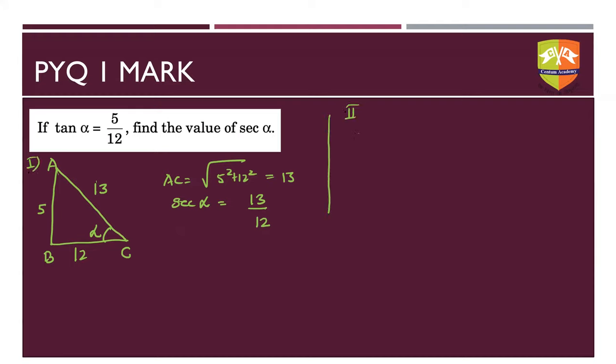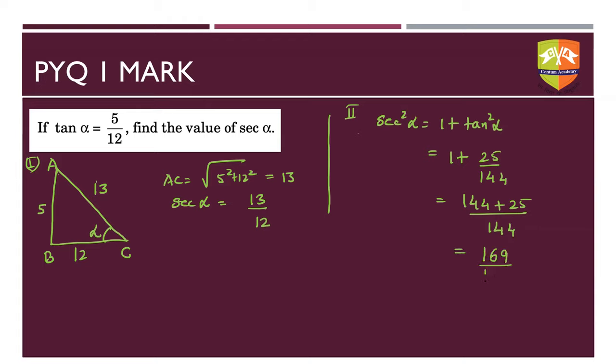So you know the relation between tan and secant. Secant square alpha is equal to 1 plus tan square alpha. Use this identity, which is 1 plus 25/144, which is 169/144. This is secant square alpha.